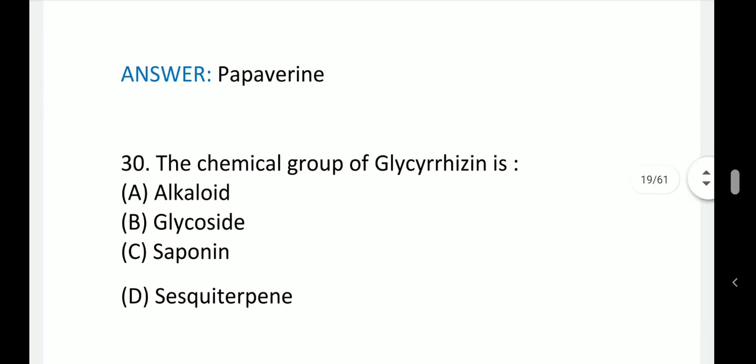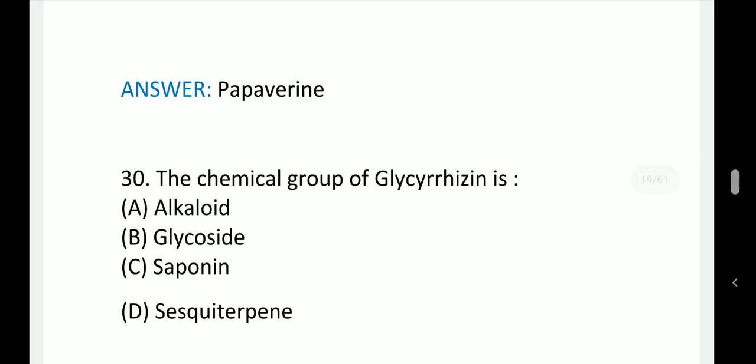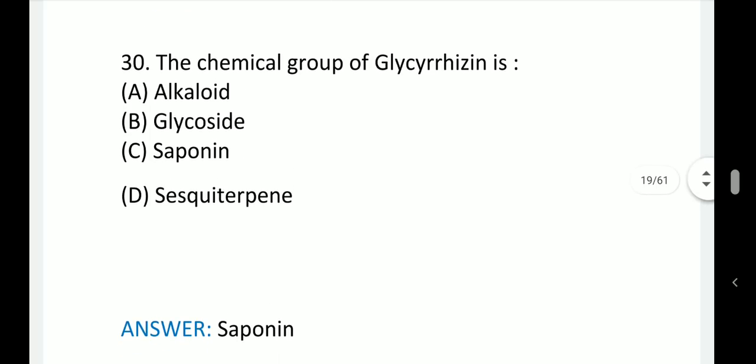Question number 30. The chemical group of glycyrrhizin is option A, alkaloid. Option B, glycoside. Option C, saponin. Option D, sesquiterpene. Answer is option C, saponin.